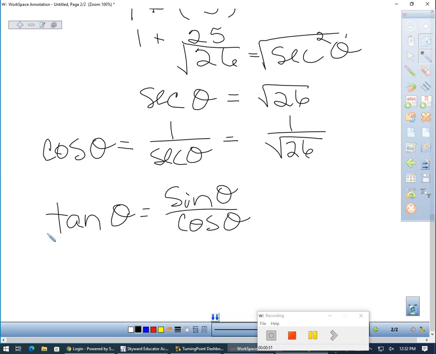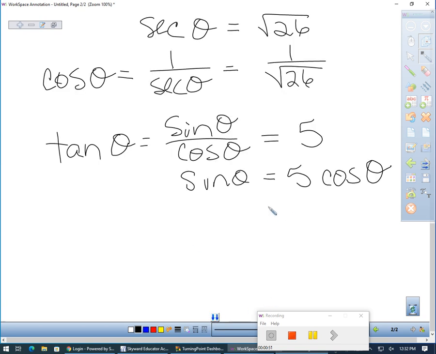All right. And we know that tangent is 5, right? So that actually means that this equals 5. Sine over cosine equals 5. Everybody still good? All right, so I'm going to go ahead and multiply my cosine over to there. So I have sine theta equals 5 cosine theta. Are we still okay? So I've solved for sine, but I need to replace my cosine theta.